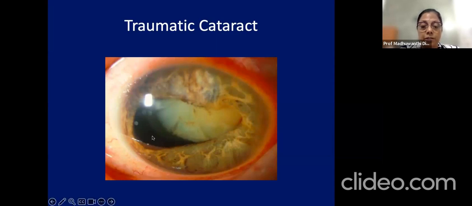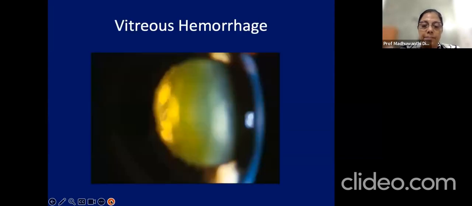So because of that, as soon as possible, it is very important, from the legal point of view also, to check the visual acuity. And because of this cataract, the patient will lose vision immediately after. So you have to send these patients for further management.